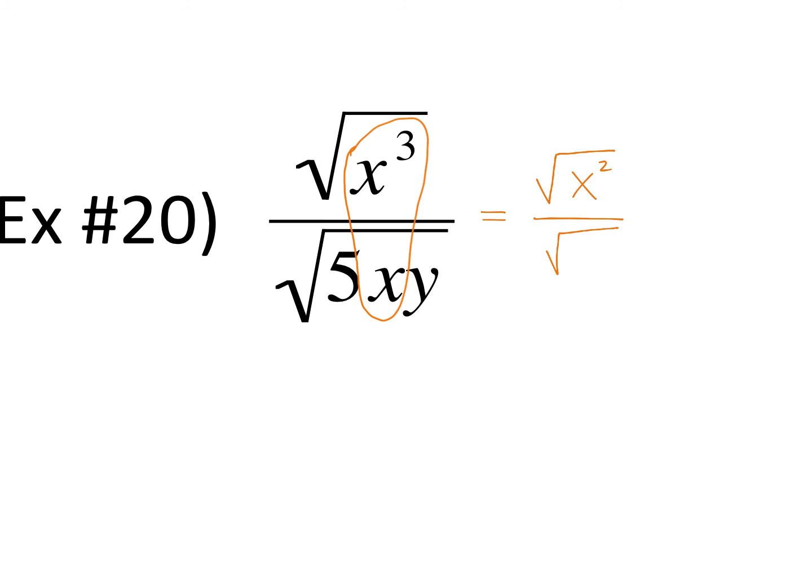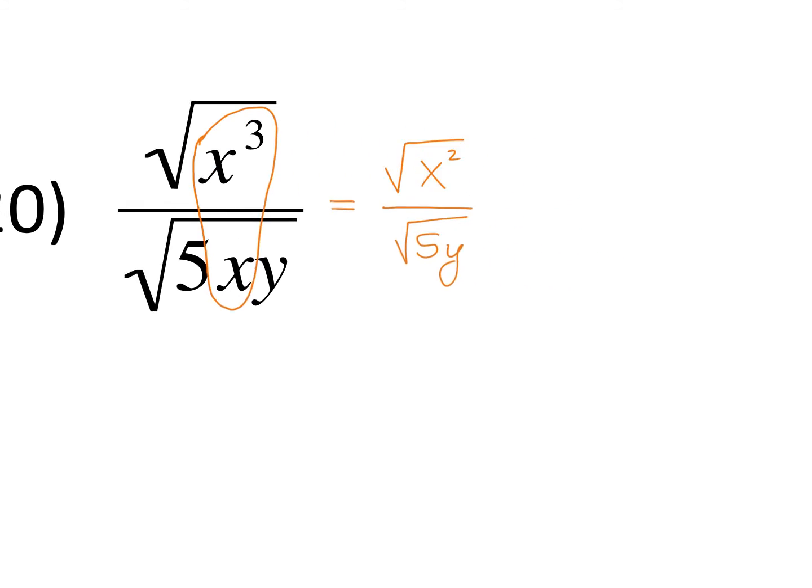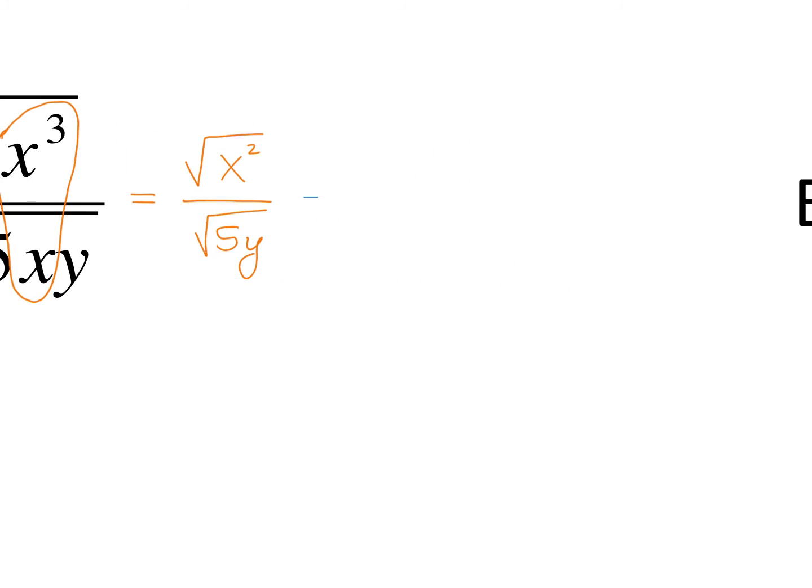On bottom, you are left with the square root of 5y. Okay? I would then call the square root of x squared what? X. Just x. Yep, call that x. So this is going to be x divided by the square root of 5y. What are we going to do to rationalize? Multiply by what? Square root of 5y on top and bottom.